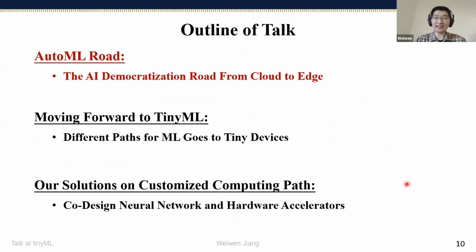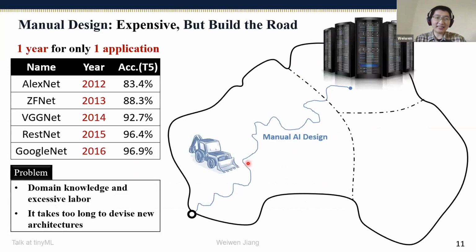Before moving on, this slide gives us the outline of this talk. I will divide it into three parts. In the first part, I will introduce the existing road for automated machine learning from cloud computing to edge computing. Then I will introduce the two potential paths to achieve tiny machine learning. And finally, I will introduce our work towards tiny machine learning on one specific path, that is the customized computing path.